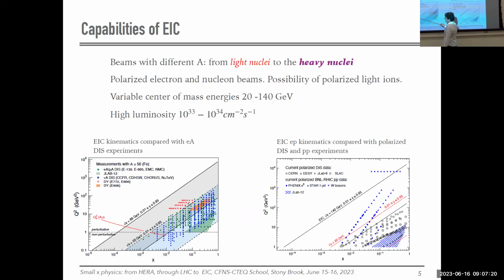This is some example of a saturation scale for gold. And so you can see how you can probe this region with the EIC. And then in ep, this is the EIC kinematics with ep, together with some data. These are actually polarized data. So it sort of covers x down to maybe 10 to the minus 4 at Q squared equal to 1, so small to moderate x.